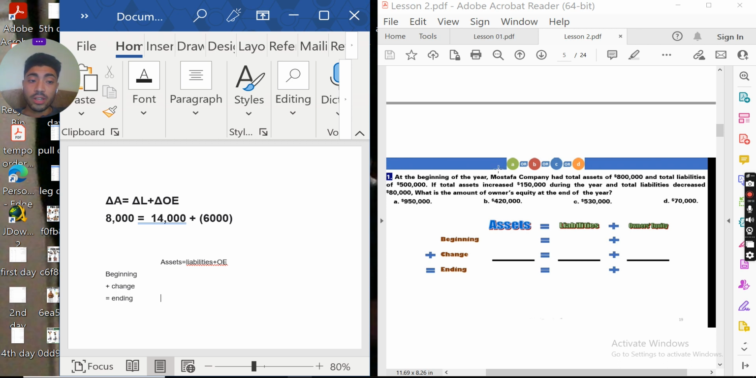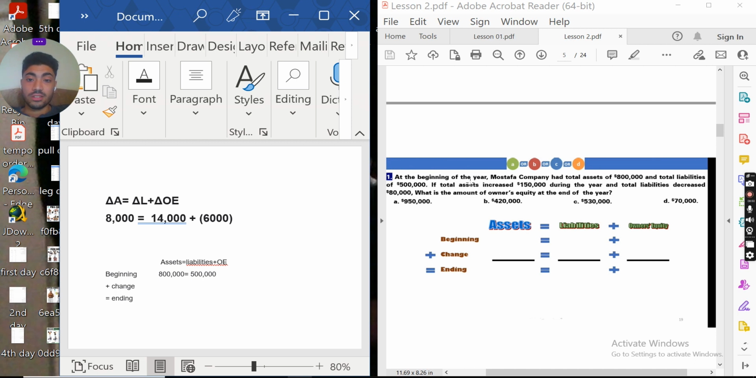So let's try by the beginning. Let's take the numbers for the beginning stage. At the beginning of the year, Mustafa Company had total assets of 800,000. Then here is the beginning, and we will write assets 800,000. Right. And total liabilities of 500,000. Alright.